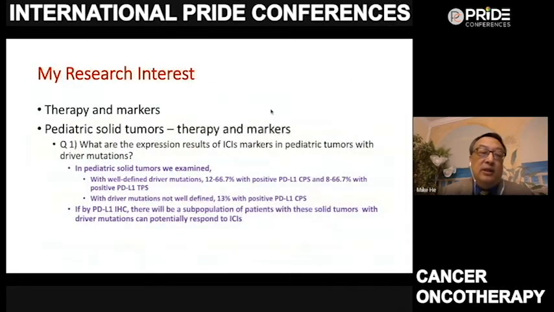So based on current recommendation, if you have a positive PD-L1 staining, although with different cutoffs in different types of tumors, it is okay to start the checkpoint inhibitor therapy. So at least for my question number one, I can say in the pediatric solid tumors we examined, there is a subpopulation of patients which could have a potential response to tumor immune checkpoint inhibitor therapy. Next slide, please.